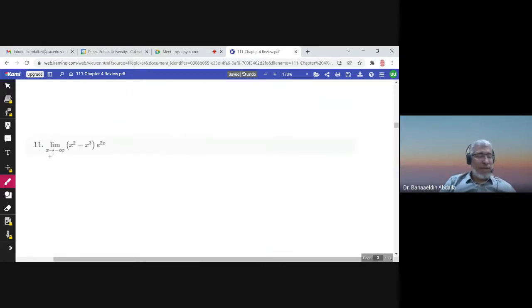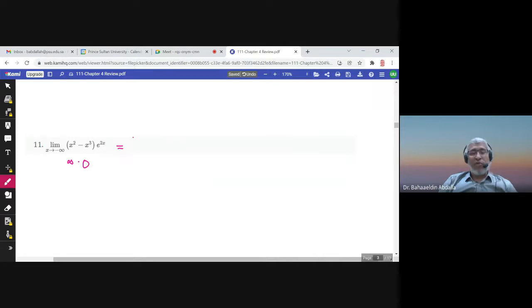If I replace x by negative infinity, negative infinity squared is infinity. Negative infinity cubed is negative infinity times negative, so it would be a positive infinity. Infinity times infinity is infinity. Okay, infinity plus infinity is infinity. Times e to the power negative infinity, that's 0. Okay, so this is infinity times 0. Notice that if this is infinity and this is infinity, then the answer would be infinity. But 2 times negative infinity is negative infinity, and this e to the power negative infinity is 0.